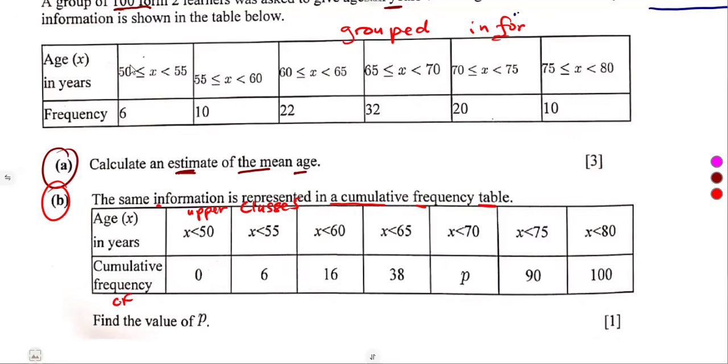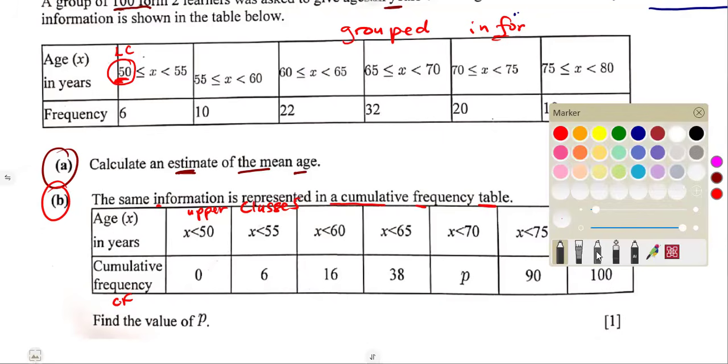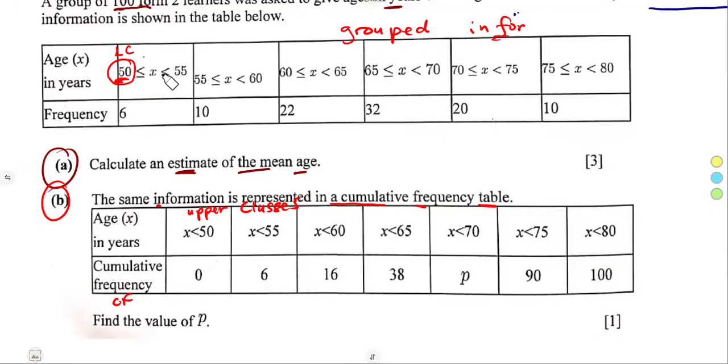So from 50, it is a lower class, not an upper class, as we can see. We were actually supposed to start at what? At 55. This is the upper class, 55. X is less than what? 55. We're supposed to start there, which is corresponding to this 6 that we are seeing.